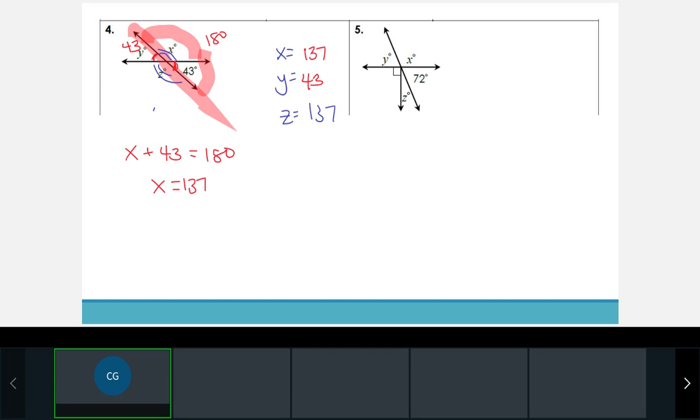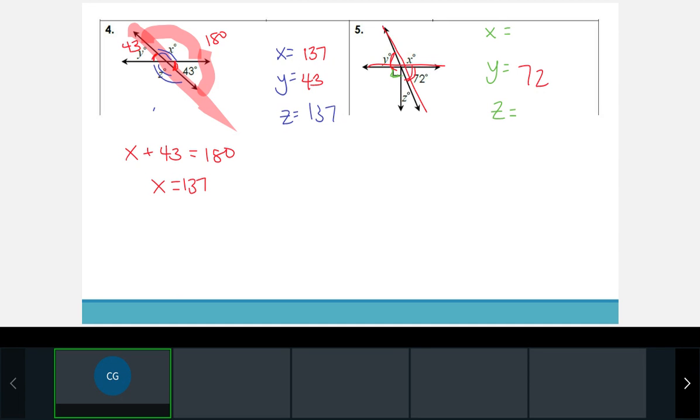All right, let's look at number 5. All right, let's see. I know this is 90 degrees right here. That's what that box means. Okay, that's good to know. Let's see. I'm going to look for some vertical angles. Here's two lines that intersect each other. So that means these two angles have to be the same. So y has to be 72.